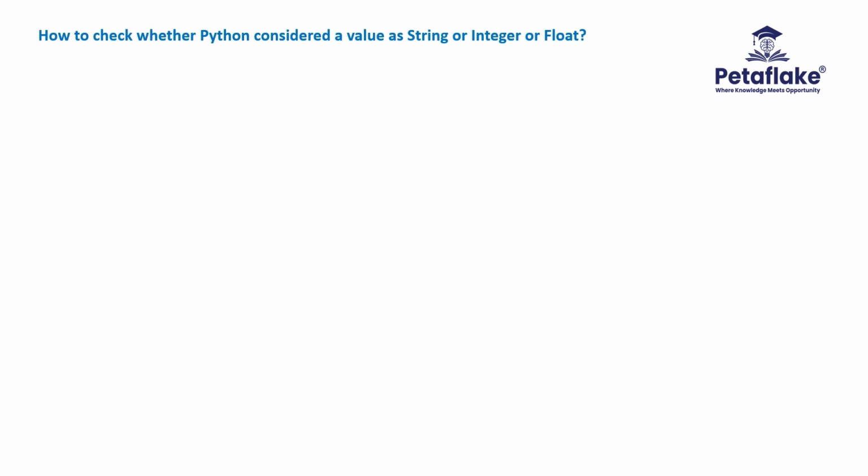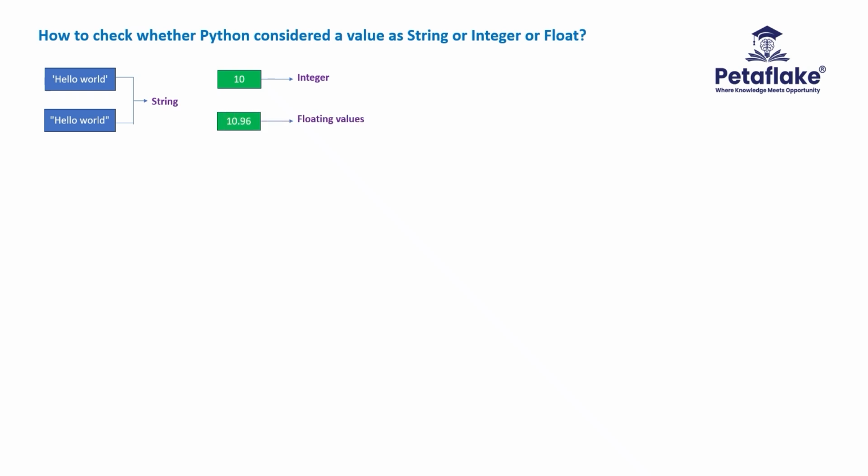How can we know whether Python interpreter considered a given value as a string or integer or floating value? Till now, I explained that the values enclosed within a single quote or double quote are called strings. The numbers without decimal point and not enclosed within a single quote or double quote are called integers. The numbers with decimal point and not enclosed within a single quote or double quote are called floating values. The integer values and floating values enclosed within single quote or double quote are called strings.